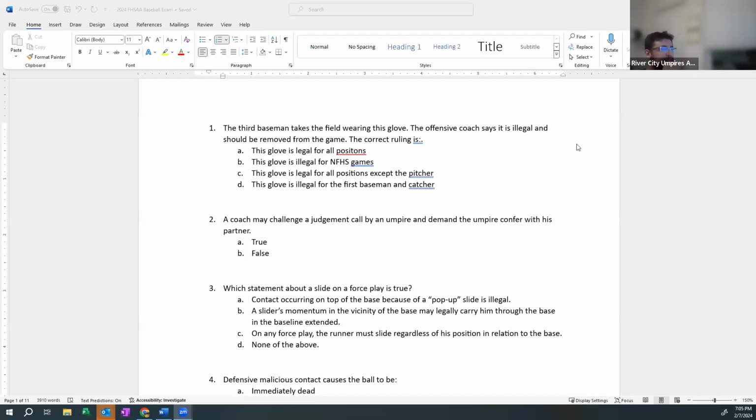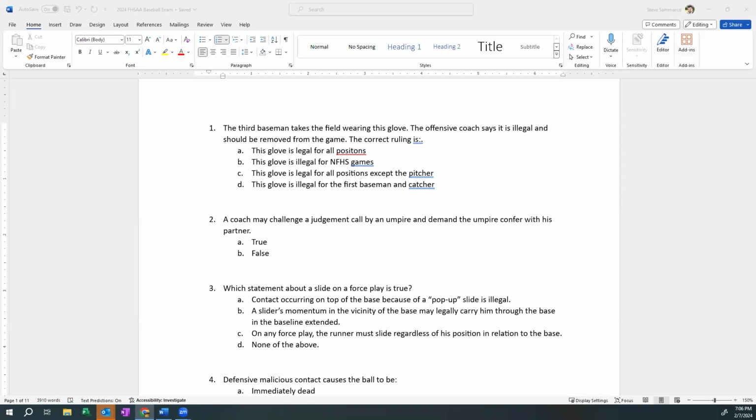Okay. We're going to ignore the first one because I don't know what they're asking. If the third baseman takes the field wearing this glove, the coach says it's illegal and should be removed. I don't know the answer to this question. Did anybody else have this and submit it? Take that as a no.